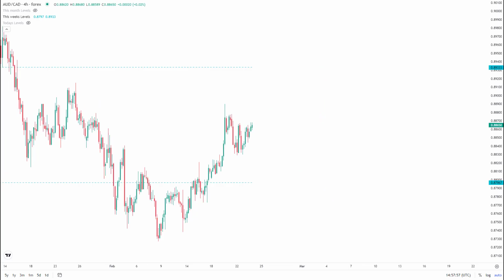And the final CAD pair is AuCad, setting up a really nice bull flag. You can see this momentum, just as what we looked at in EurCad. You've got that momentum, then you've got the consolidation already taking place. Any pullback in this market, I can either buy it or do nothing.